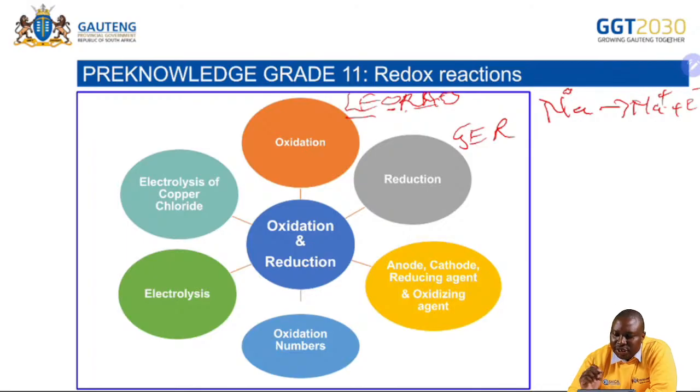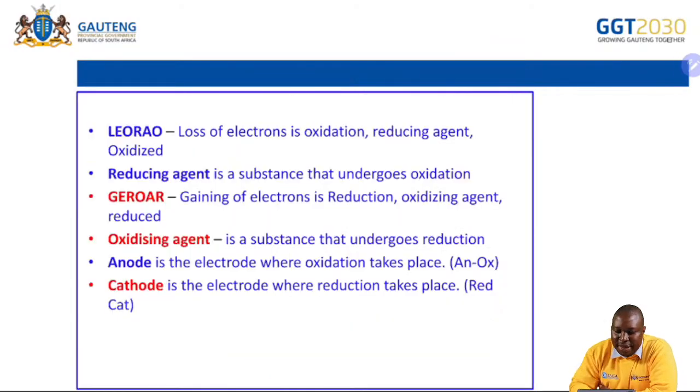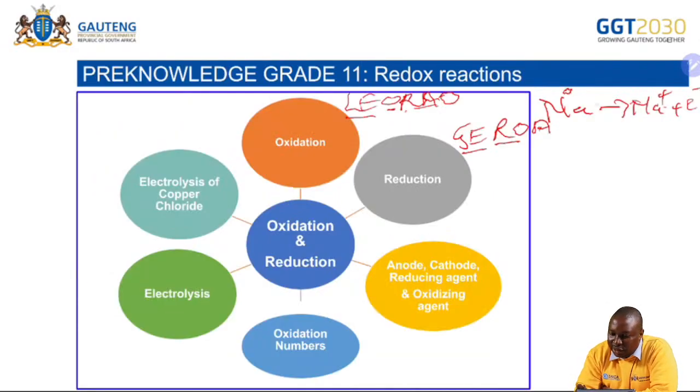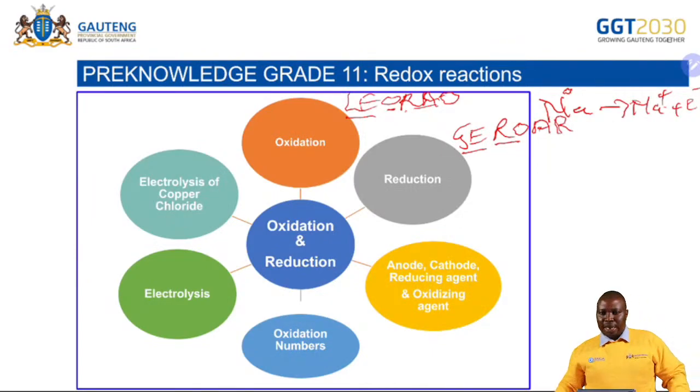The issue of reduction, we're saying, is gaining of electrons. A substance that gains electrons is undergoing reduction. We refer to that substance as an oxidizing agent. So an oxidizing agent is a substance that undergoes reduction, or the substance that gains electrons. So these are 3 marks that you must get. And as I was indicating, this substance that gains electrons, because electrons are negatively charged, we'll say it becomes reduced. So when a substance undergoes reduction, it will be reduced because it's gaining electrons which are negatively charged.